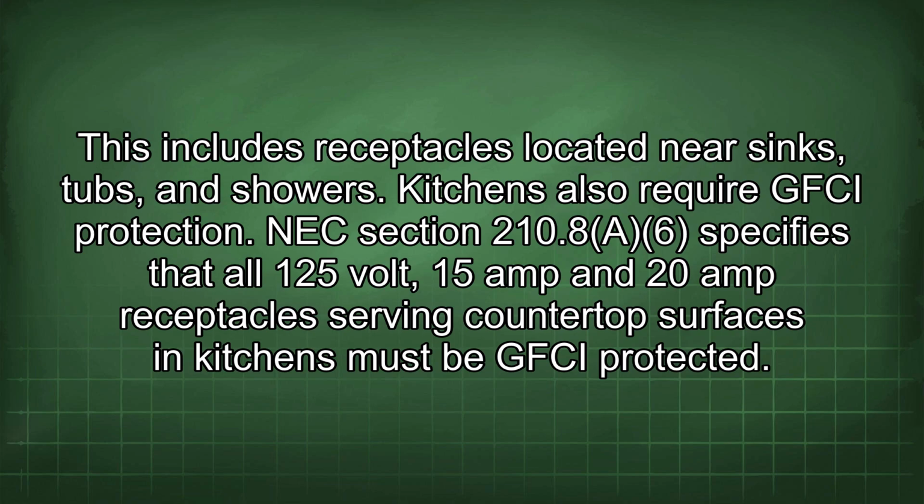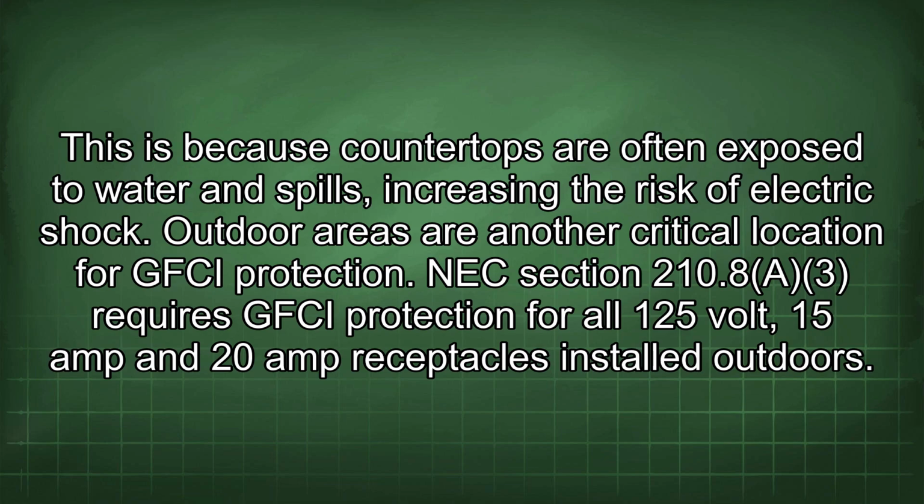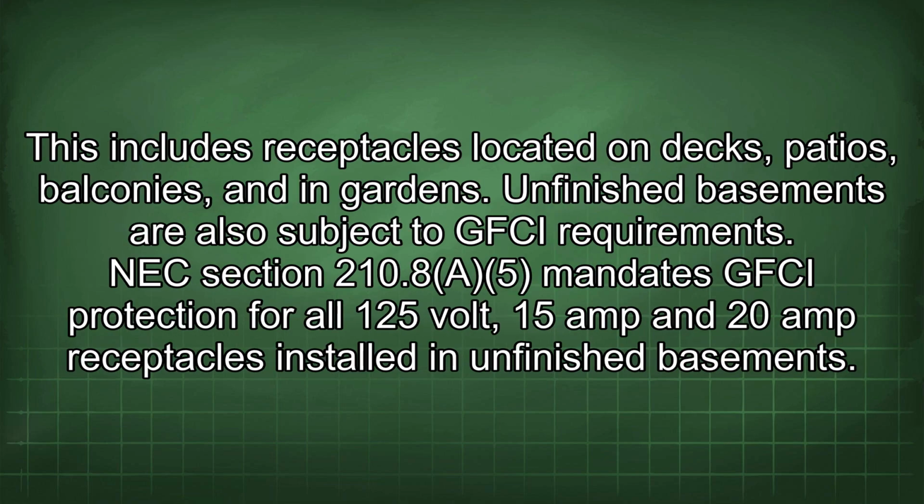Kitchens also require GFCI protection. NEC Section 210.8(A)(6) specifies that all 125 volt, 15 amp and 20 amp receptacles serving countertop surfaces in kitchens must be GFCI protected. This is because countertops are often exposed to water and spills, increasing the risk of electric shock. Outdoor areas are another critical location for GFCI protection. NEC Section 210.8(A)(3) requires GFCI protection for all 125 volt, 15 amp and 20 amp receptacles installed outdoors. This includes receptacles located on decks, patios, balconies, and in gardens.